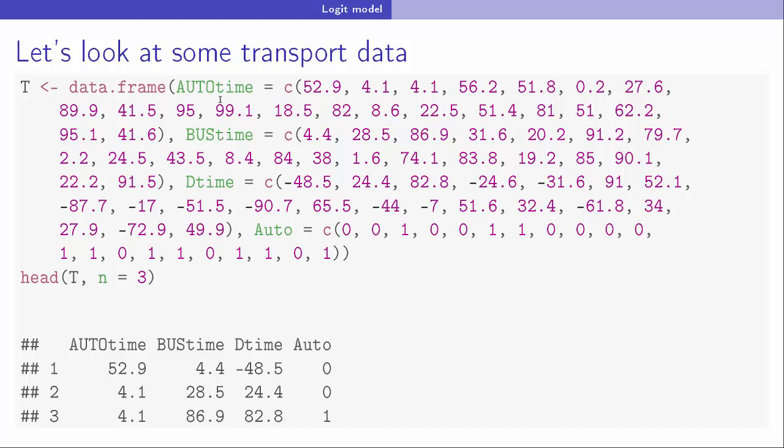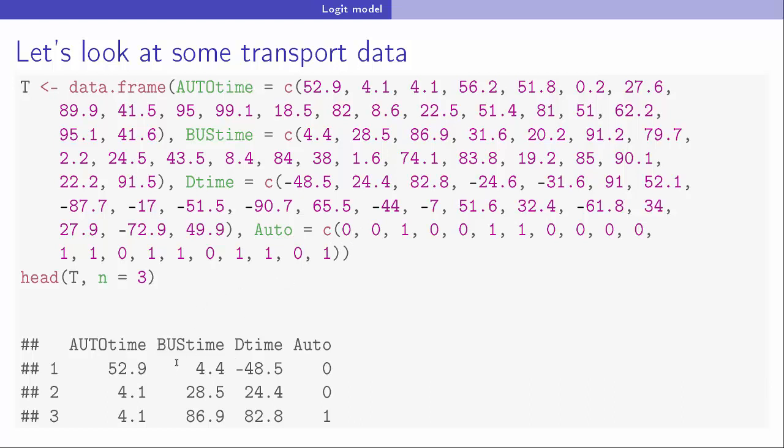So this is my variable. This is the travel time for a car. This is travel time for a bus, and this is a variable I've created called the difference in time. And this is the coding. If you took the car, it's 1. If you took the bus, it's 0.